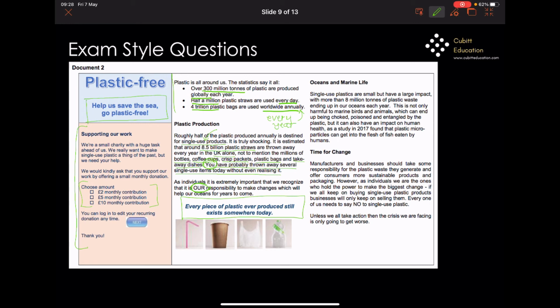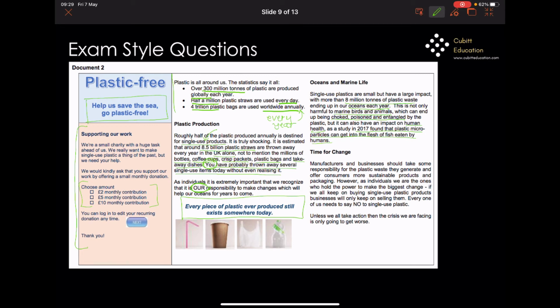Oceans and marine life. Single-use plastics are small but have a large impact, with more than 8 million tonnes of plastic waste ending up in our oceans each year. This is not only harmful to marine birds and animals, which can end up being choked, poisoned and entangled by the plastic, but it can also have an impact on human health. A study in 2017 found that plastic microparticles can get into the flesh of fish eaten by humans.